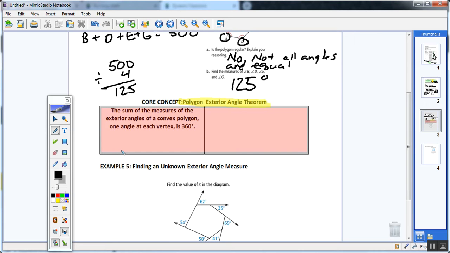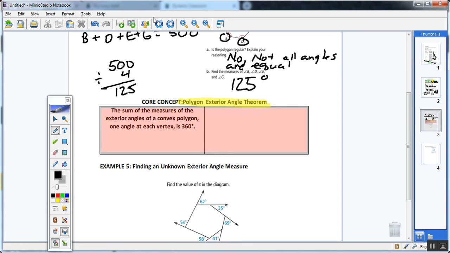Okay, guys, core concept, polygon exterior angle theorem. This is actually a lot easier than the other one, and I think you guys have a great handle on the first one. So this says right here, the sum of the exterior angles of a polygon, one angle at each vertex. Okay, let me show you what this means.